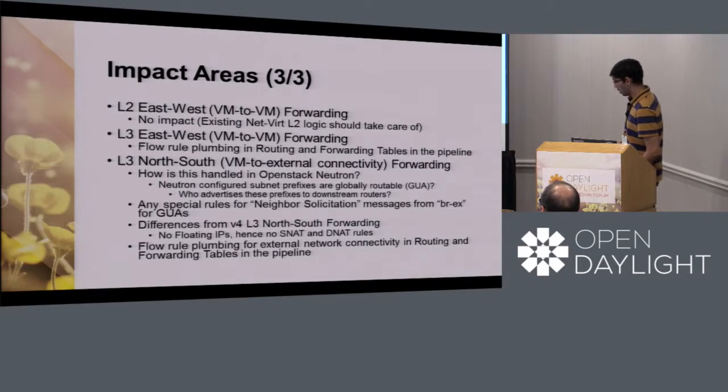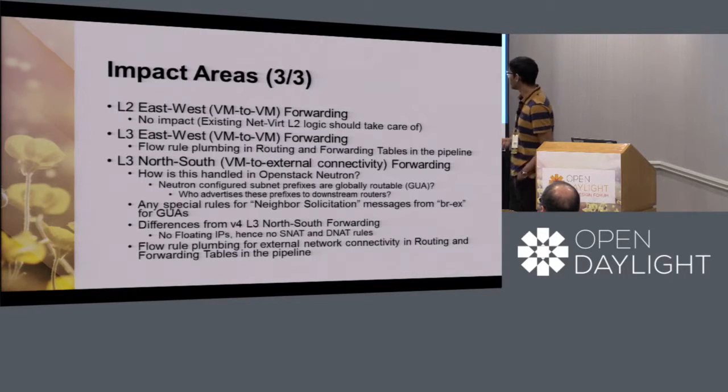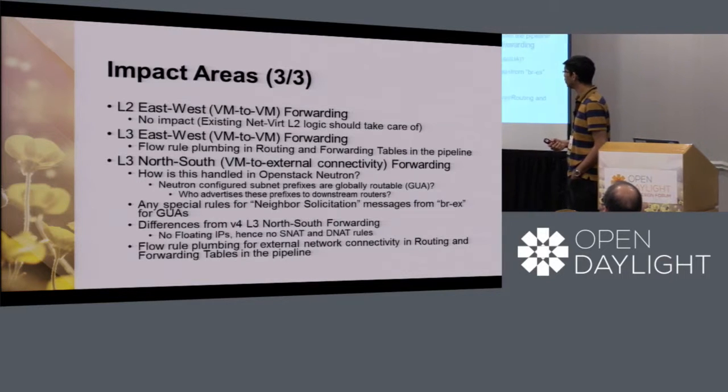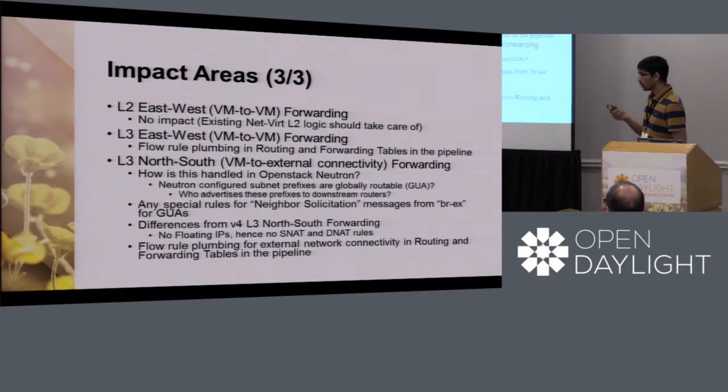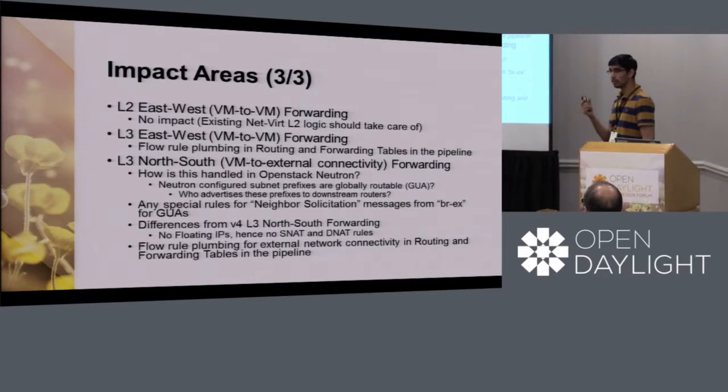And the other issue is L3 north-south, one area that we need to understand more on how this is handled in the existing Neutron, and to see what we have to do from the OpenDaylight side. So this is when we say north-south, VM to the external connectivity in both directions. One thought here is, when the Neutron subnet is created, if the prefixes that we provide in Neutron are already globally unique prefixes, then it's no different from locally unique addresses versus globally unique.